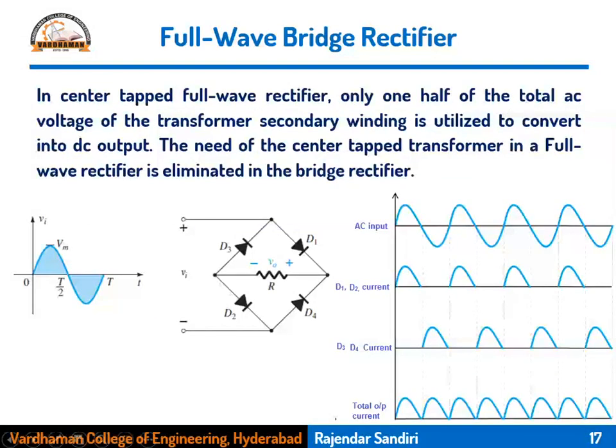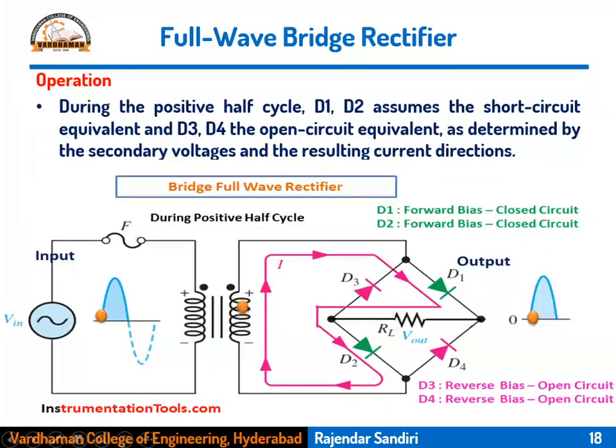Yes, sir. So bridge rectifier: the need of the center tap transformer in a full wave rectifier is eliminated in the bridge rectifier. Now the operation of the bridge rectifier: during the positive half cycle, D1, D2 assume the short circuit equivalent. Of the four diodes D1, D2, D3, D4 arranged in bridge fashion, two diodes will be on for the positive cycle and the other two will be on for the negative cycle, and thereby you will again get the full cycle in the output.